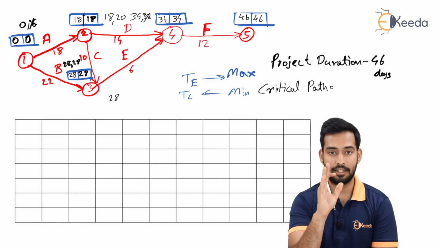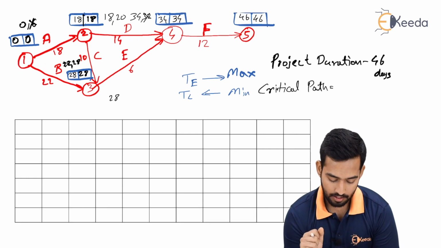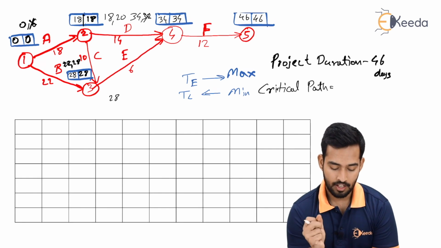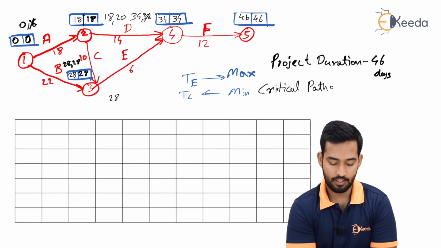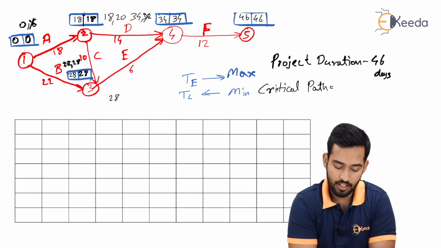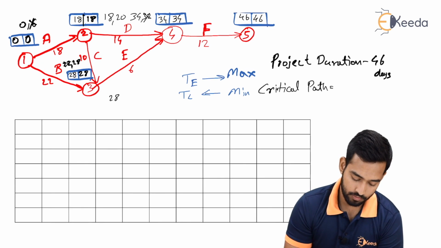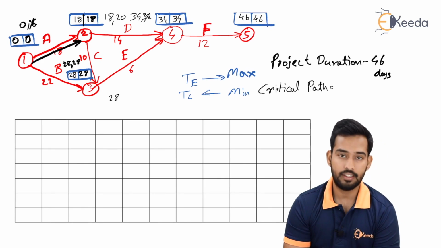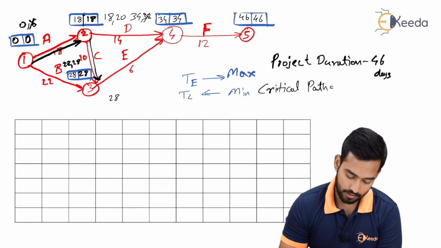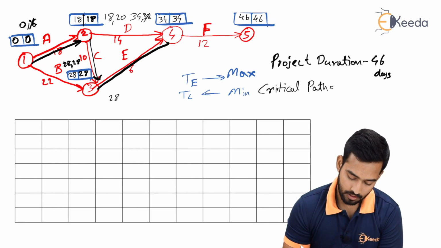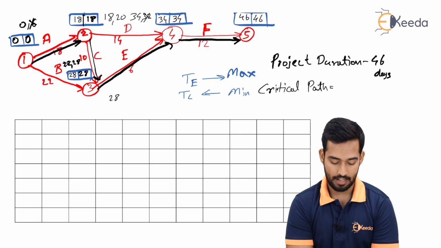Now we have to find out the critical path. How will you find out the critical path? While finding out the critical path, we have to see that the difference between T and TL should be equal to 0. So in this case, as we can see, if we go from 1 to 2, your T and TL is 0. Here also your T and TL is 0. From 2 to 3, then from 3 to 4, and last is 4 to 5. So that will be our critical path.